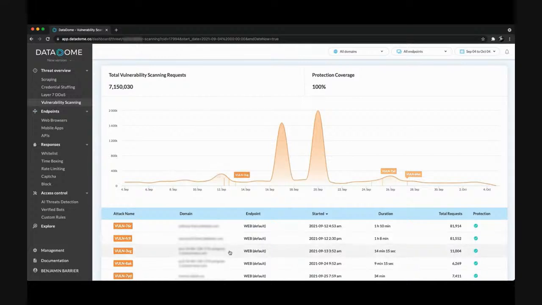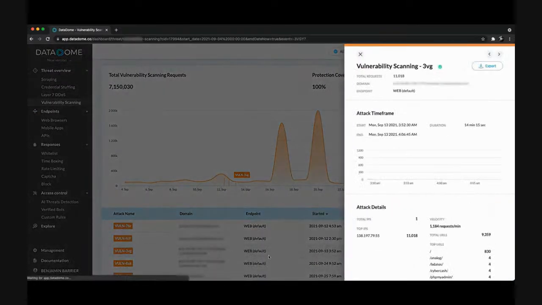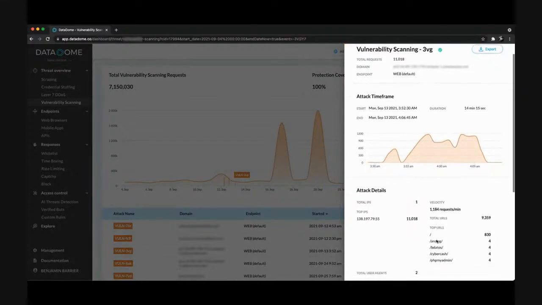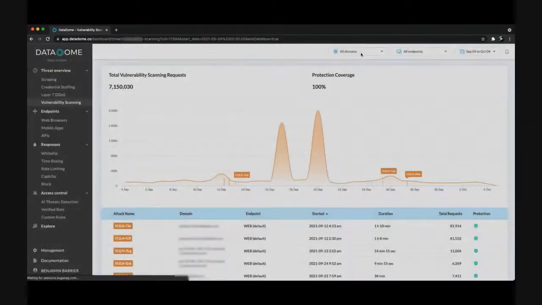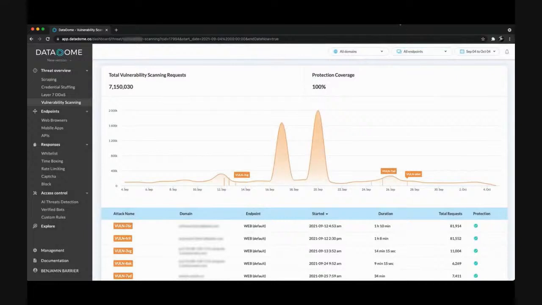So here is the volume of threats that this website is facing with all vulnerability scanning. What we can see here is that this bot is trying to reach any vulnerable open source component on the website to try to gain access to sensitive data or to very dangerous information.